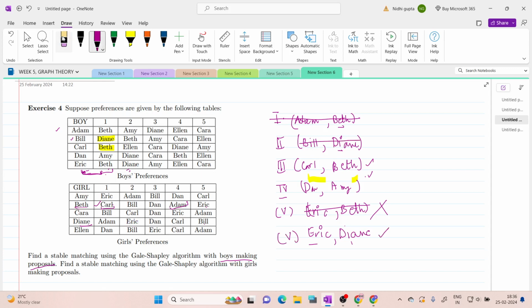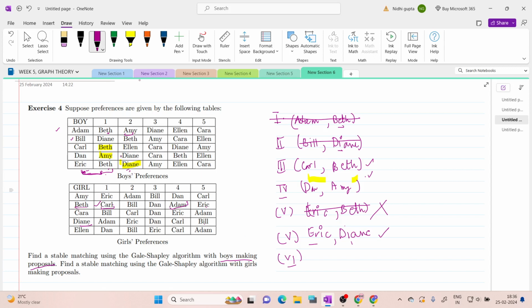So now the status is this. Carl is engaged to Beth, Dan is engaged to Amy, and Eric is engaged to Deanne. But Adam and Bill are free. Now we go to Adam. Adam has already proposed to Beth, so he cannot propose to Beth again. Next he will propose to Amy.